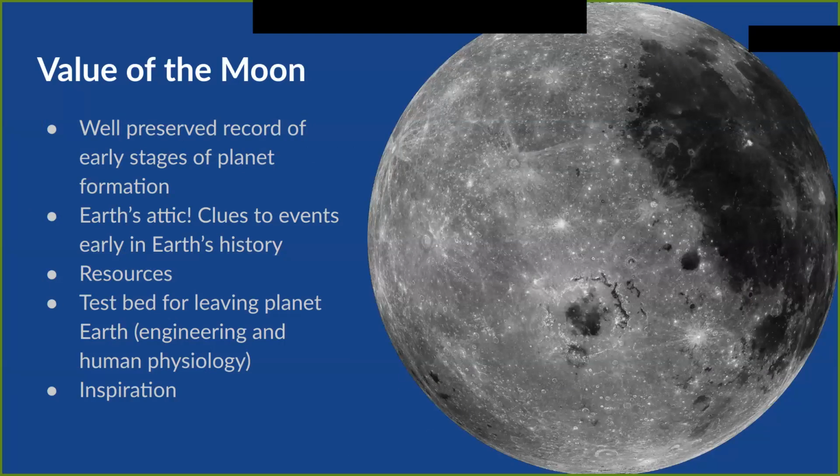Some of the value of lunar exploration is that it's a well-preserved record of early stages of planet formation. There are no plate tectonics, there's no atmosphere, there's no erosion. And so it has a well-preserved record going back billions of years of what's happened in this part of the solar system. And the things that have been happening to the Earth in all this time have also been happening to the moon. So it can tell us a lot about solar system formation. It can tell us a lot about what has happened on the Earth through preserved evidence of impacts over a very long period of time.